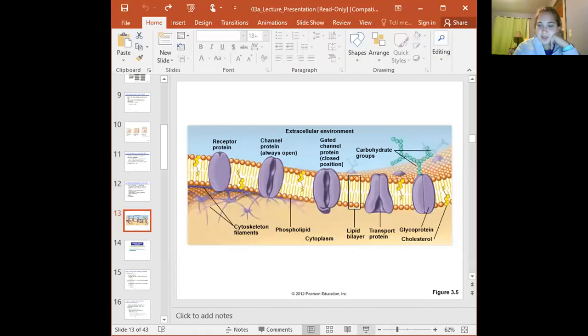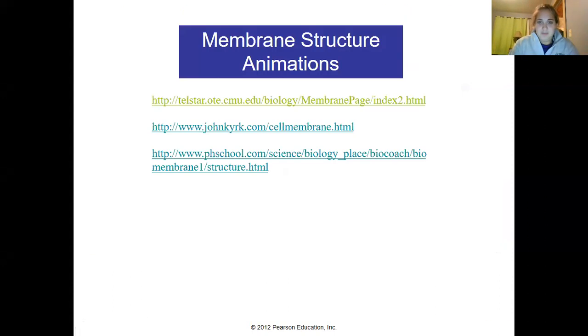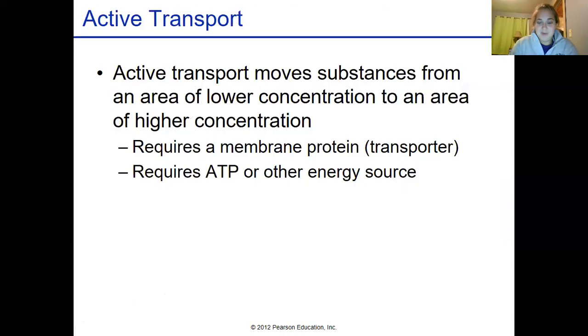So I'm going to share my screen with you here and get the slideshow going. Oh, so many things open. Okay, so we left off with talking about the plasma membrane. I'm going to skip ahead to where we were.